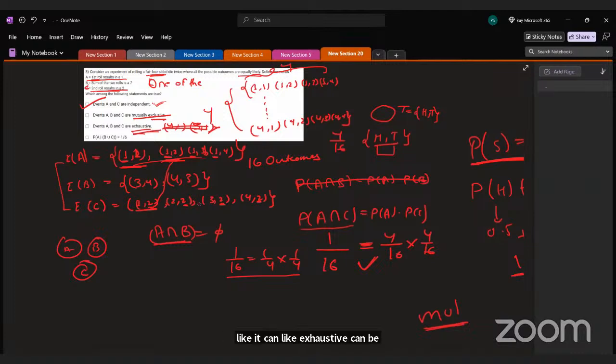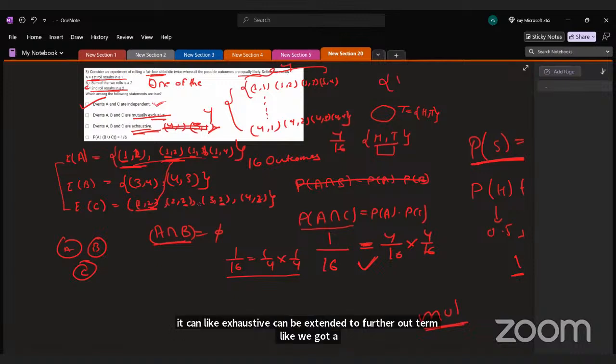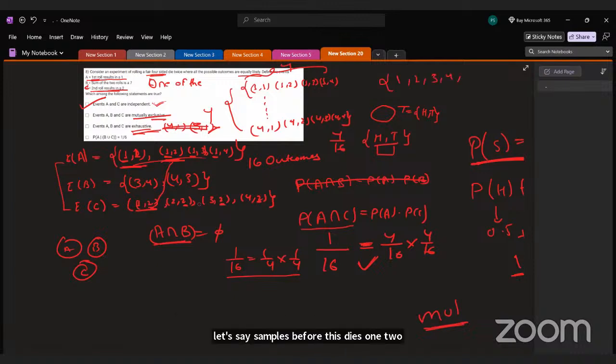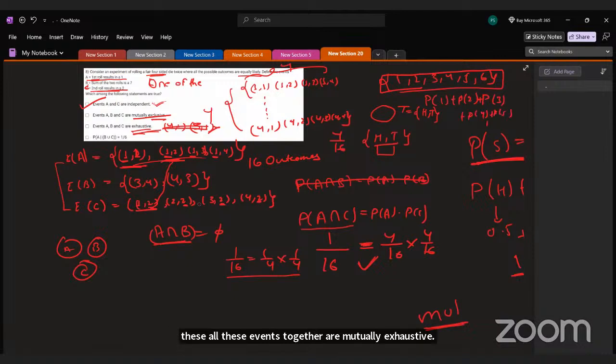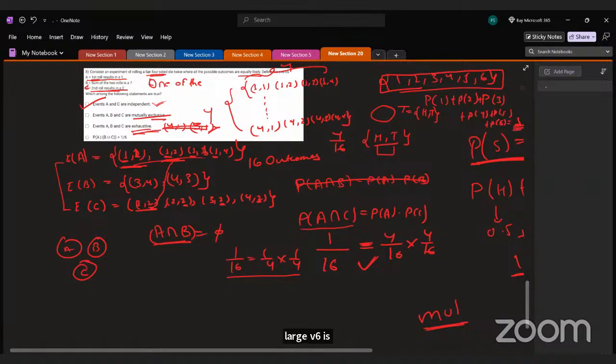Let's say we have a sample space for this dice: 1, 2, 3, 4, 5, and 6. Then all these six outcomes are exhaustive. We don't say mutually exhaustive, but P1 plus P2 plus P3 plus P4 plus P5 plus P6, all these events together, will be 1.